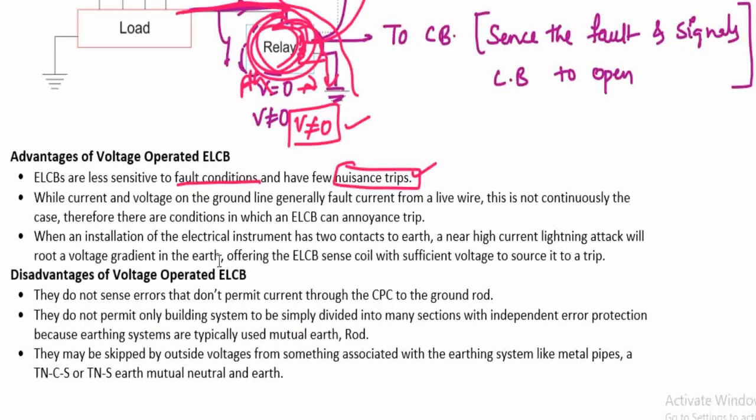These are the advantages, and the disadvantages are they do not sense errors that don't permit current through the CPC to the ground rod. They may be tripped by outside voltage from something associated with the earthing system, like metal pipes. So these are the disadvantages. These are the advantages and disadvantages of the voltage operated ELCB.